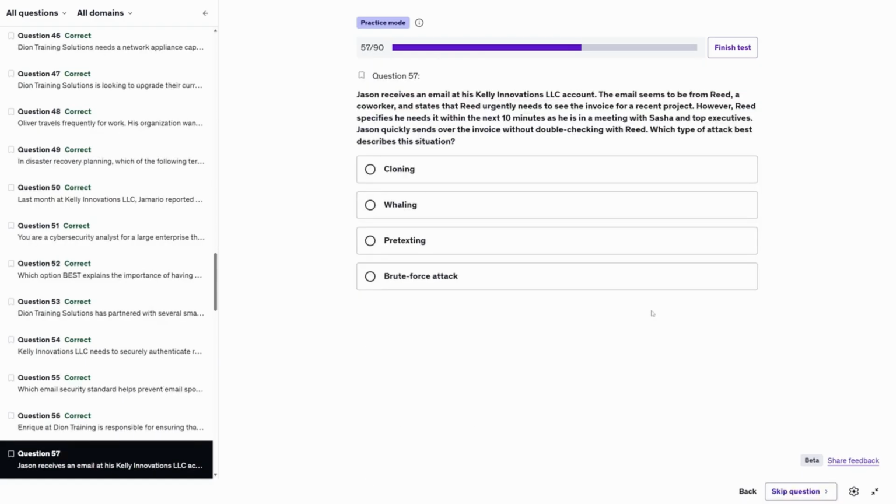Jason receives an email at his Kelly Innovations LLC account. This email seems to be from Reed, a coworker, and states that Reed urgently needs to see the invoice for a recent project. However, Reed specifies he needs it within the next 10 minutes as he's in a meeting with Sasha and top executives. Jason quickly sends over the invoice without double checking with Reed. Which type of attack best describes this situation?